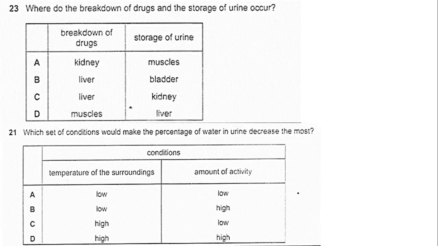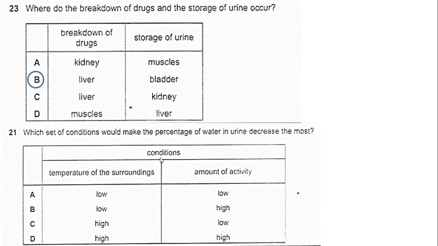Where do the breakdown of drugs and storage of urine occur? So these are two different functions. Breakdown of drugs happen in the liver. We will write liver up here. Storage of urine happens in the urinary bladder. When you write the answers up here, it's easy to figure out the answer without getting confused. So the answer will be B.